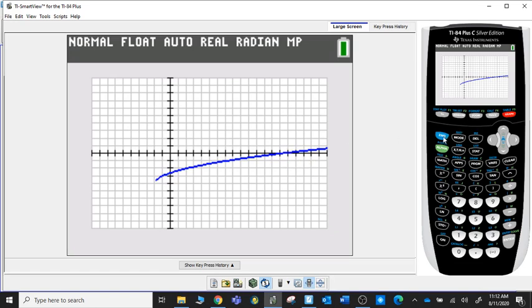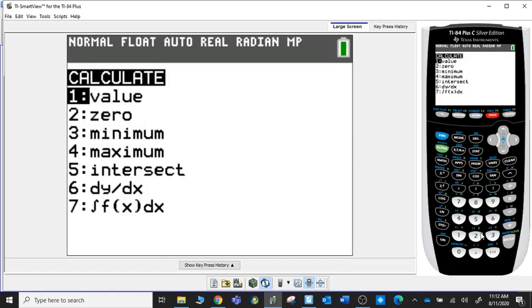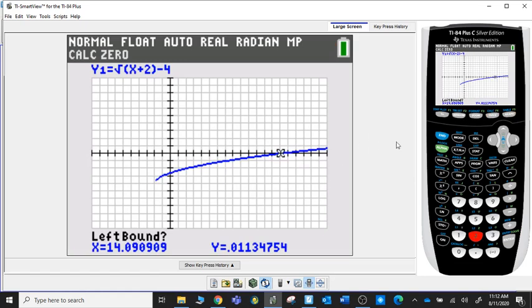So if I go to second and trace, number 2 is the zero. If I select that, it's going to ask me to first of all move left of where the x-intercept is. Anywhere over here is fine. We hit enter. We move to the right now, it says, of the x-intercept. We hit enter a second time, and again you can see the little arrowheads point to it. So we're telling the calculator to look for the x-intercept that is in this area, and we'll get that if we hit enter a third time.